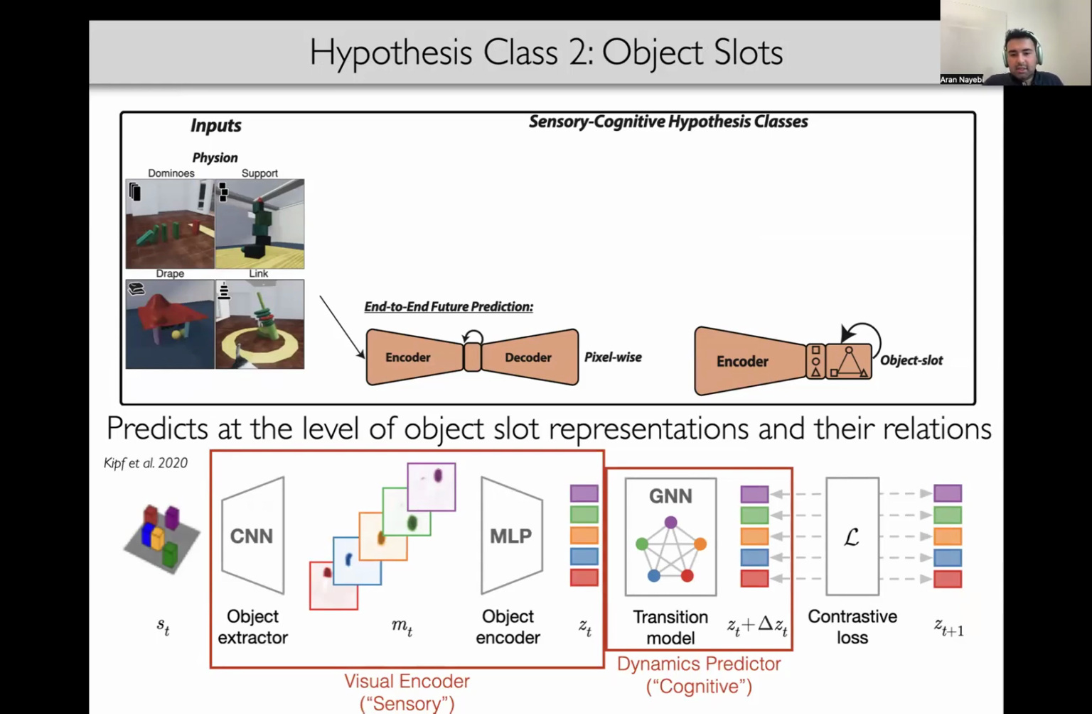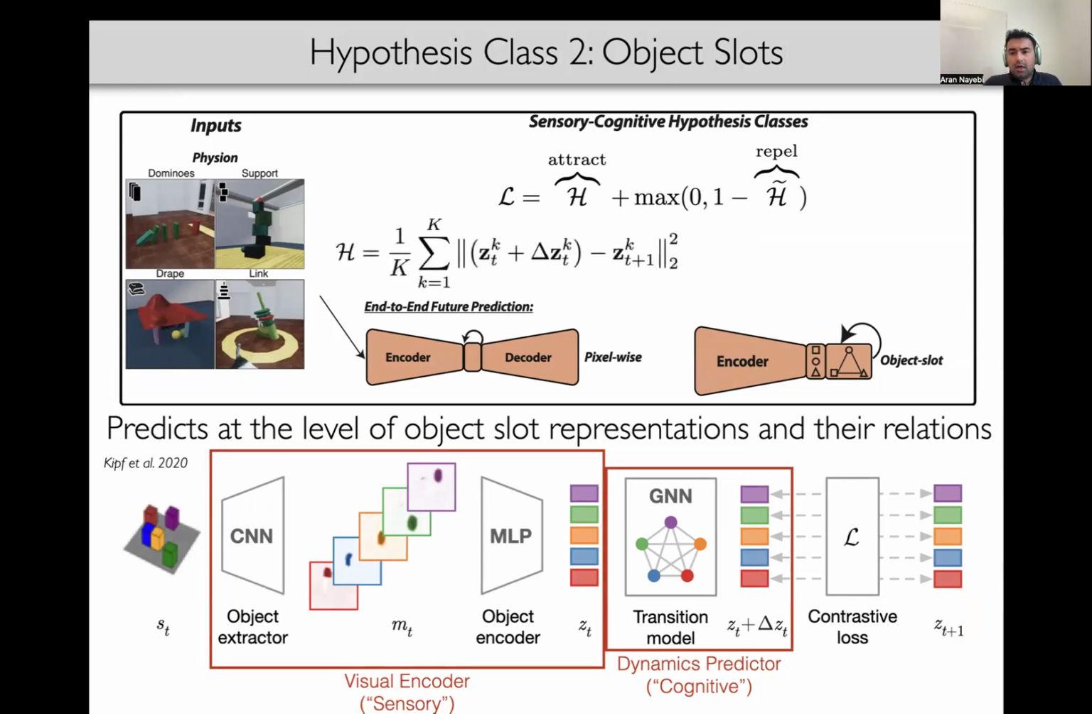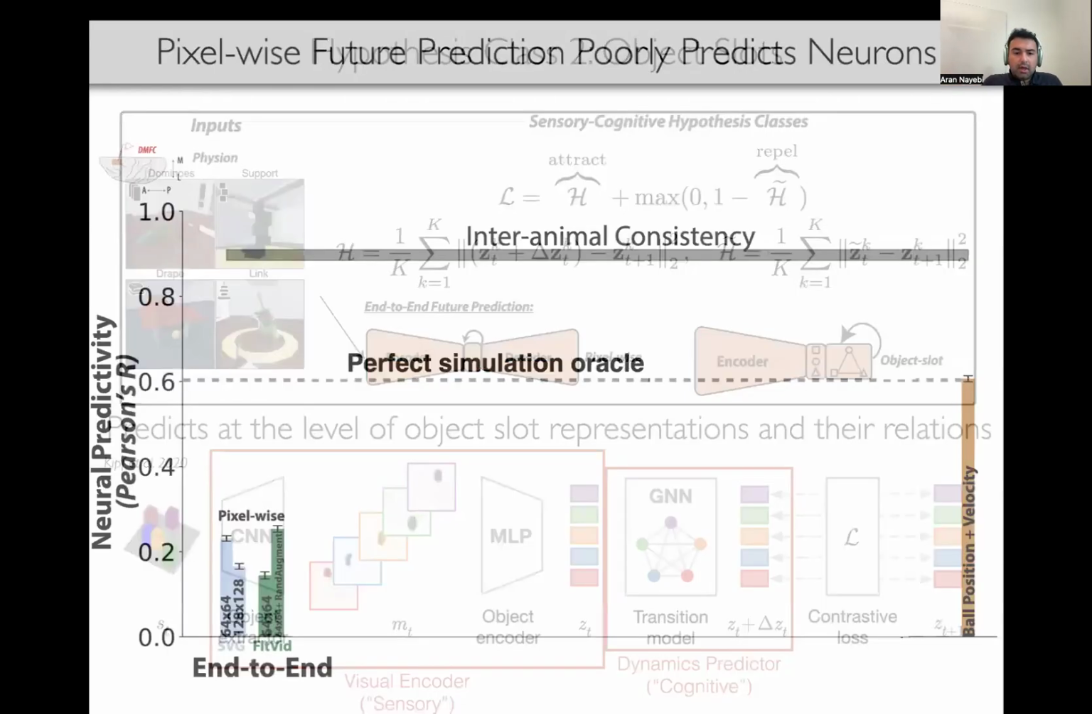The basic idea is to encode the scene as a set of fixed object slots, and then train future prediction using a graph neural network. The self-supervised objective is to predict what the representation of the scene will be at the next slot, and then repel that from the kth object slot representation in another video. And so this is done completely in a self-supervised way without labels.